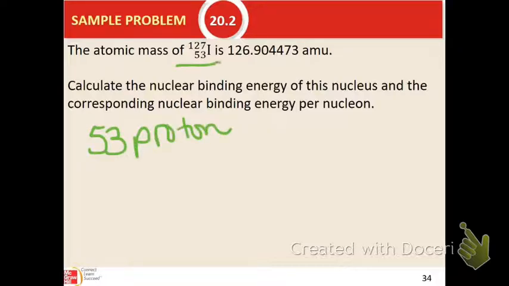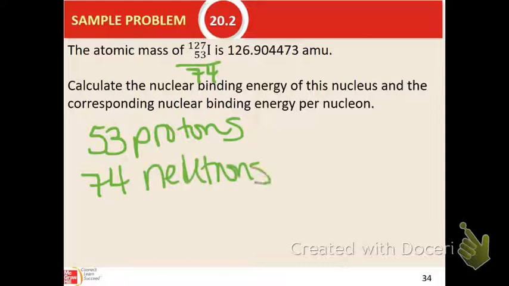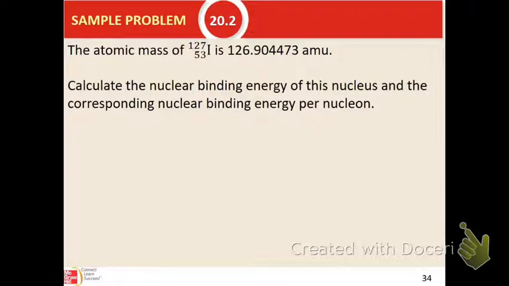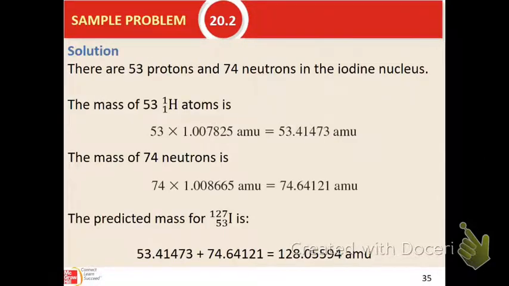And we're going to subtract. That's a 4 and that's a 7. And so we have 74 neutrons. And remember from the page before that each of these neutrons has a mass of 1.008665 AMU. And each of these protons is 1.007... I can't remember. I'm going to have to go to the next page to remind myself. 1.007825. That's what it is.